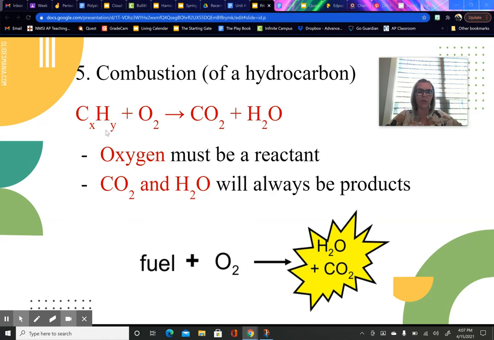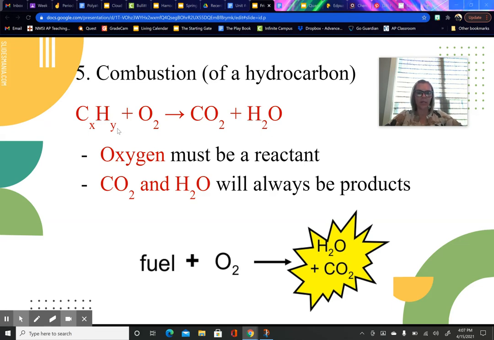It doesn't matter. I gave you an X and a Y because they could be anything. It could be C2H6. It could be C3H8. It could be any hydrocarbon. If it reacts with oxygen in a combustion, you will always get CO2 and H2O. So you already know what the products will be.